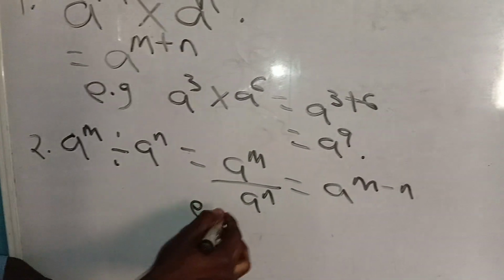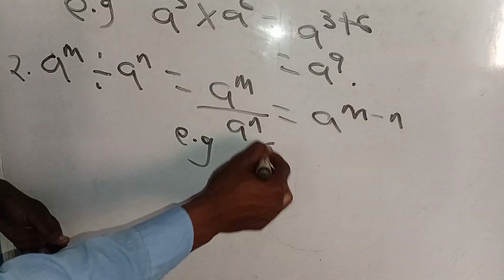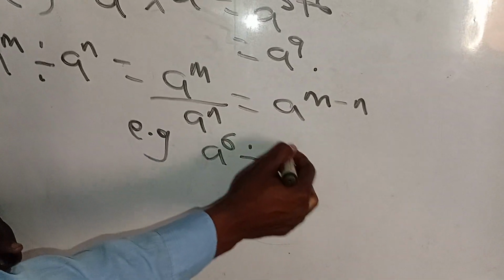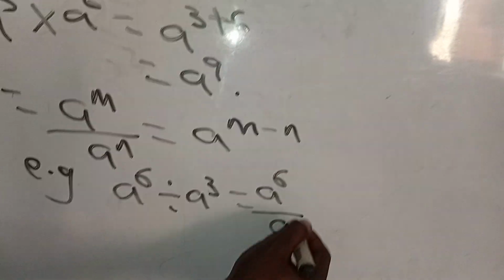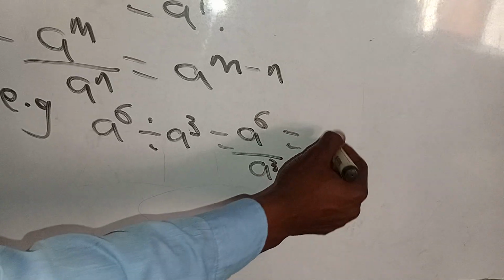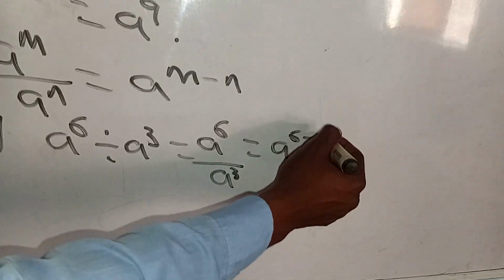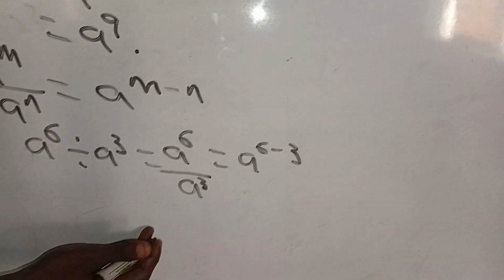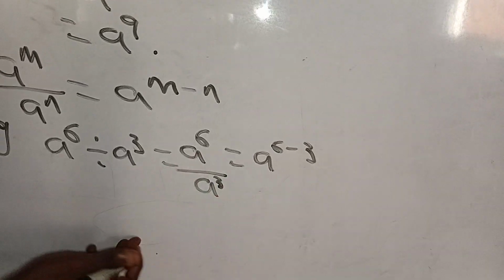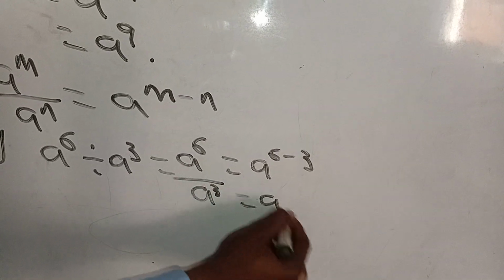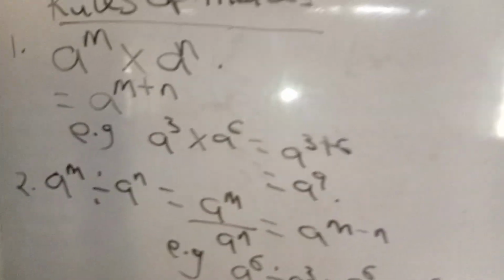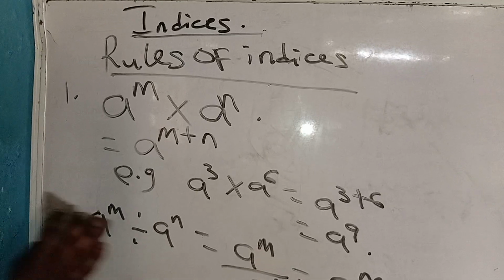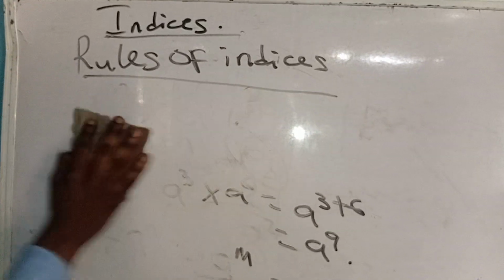So for example, if you are having a raised to power 6 divided by a raised to power 3, it is going to be a raised to power 6 over a raised to power 3, which is equals to a raised to power 6 minus 3. Why is it minus 3? Because division will change to subtraction. Now it's going to give us a raised to power 3. Now in the second process, let's talk about the third law.